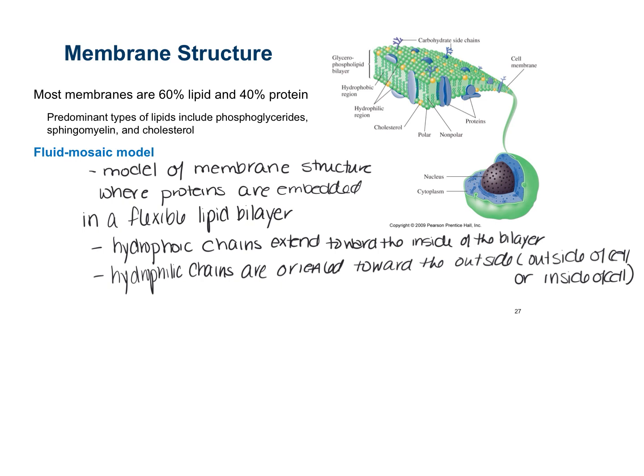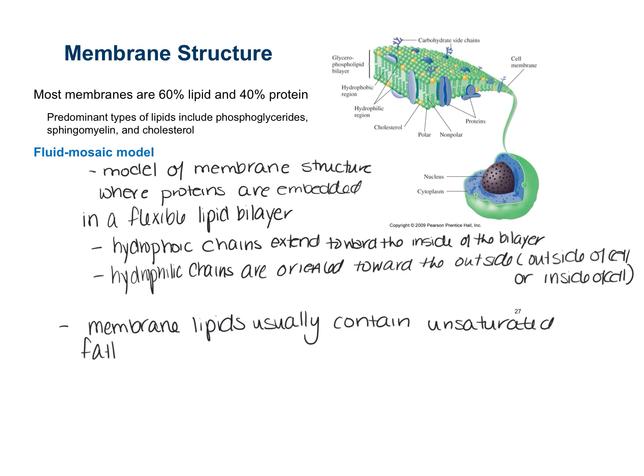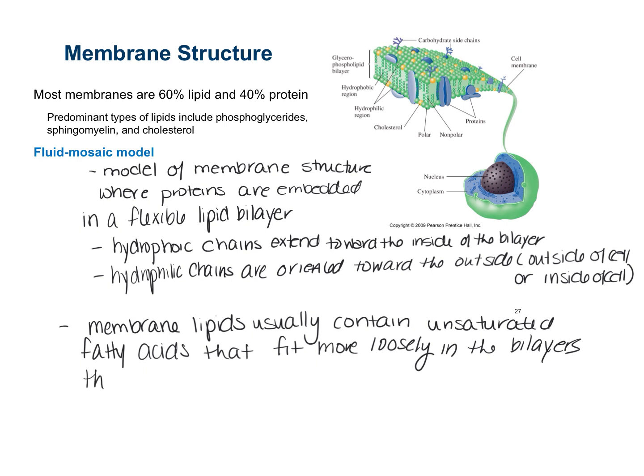Now, membrane lipids here will usually contain unsaturated fatty acids that fit into the bilayers more loosely than saturated fatty acids. This is because they generally have a U shape, and so they spread out a little bit.